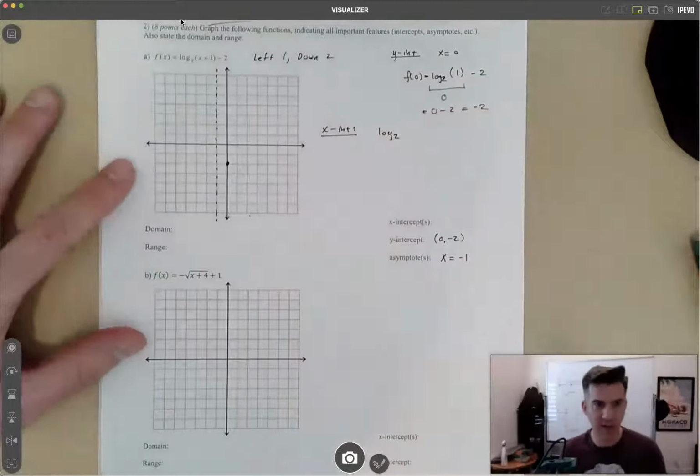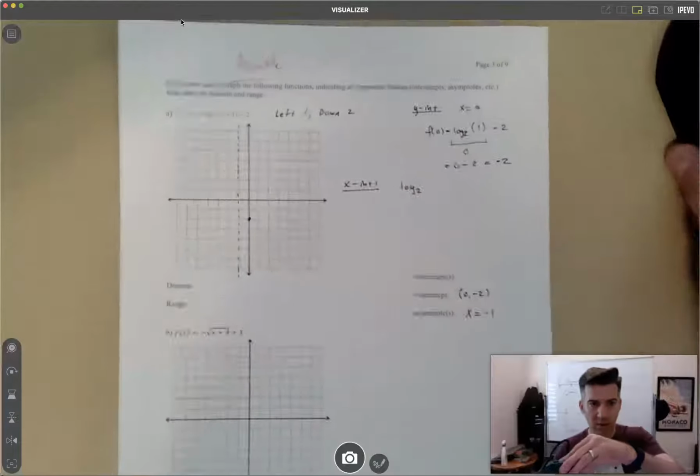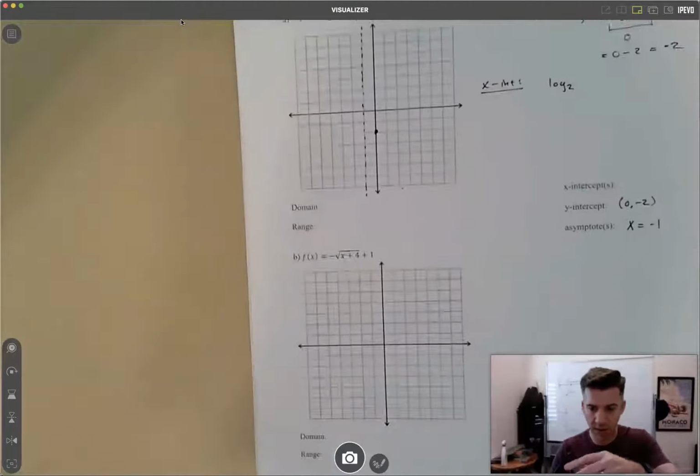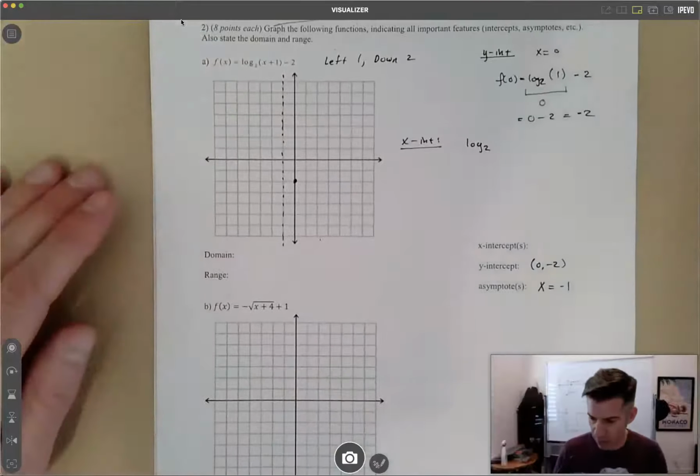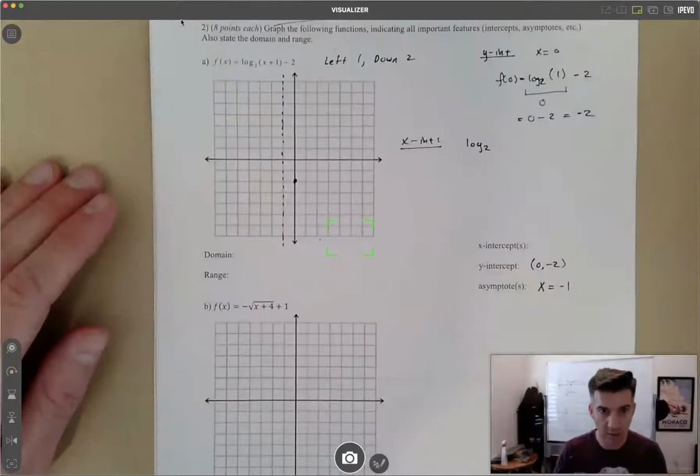I feel like I could zoom in a little bit. Let's zoom in just a tiny bit more. It's kind of hard to see. Yeah, that seems a little better there. Let me refocus. Okay, cool.